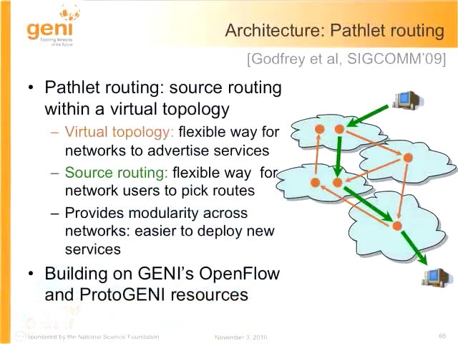Now, within these policy-compliant services that are being advertised by the networks, users can then pick any sequence of pathlets, stitch them together to form a full end-to-end path. Architecturally speaking, we also think that this provides a nice kind of modularity across networks. Networks can create and advertise new types of services, new types of pathlets, without coordinating with other networks to get them to be used.